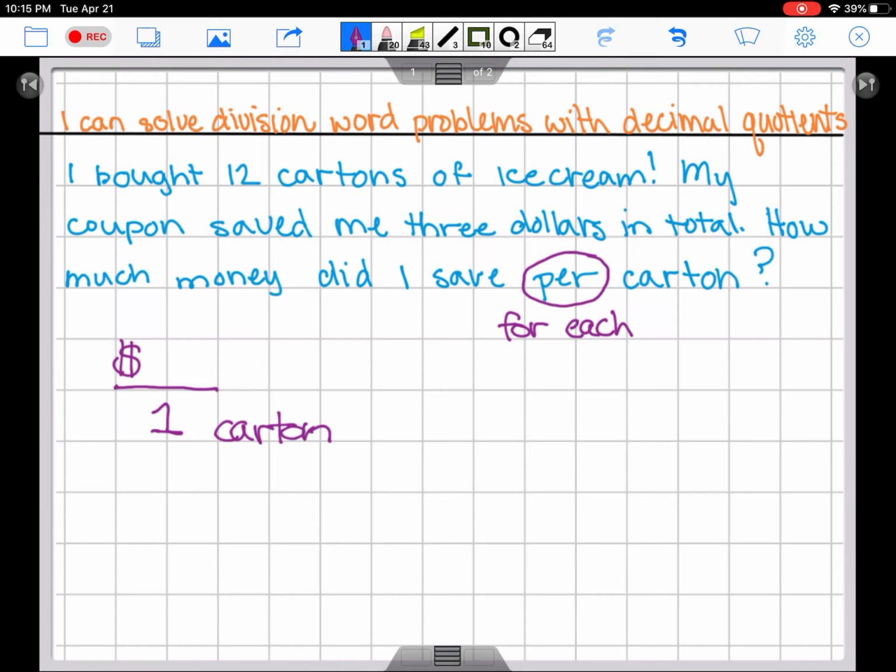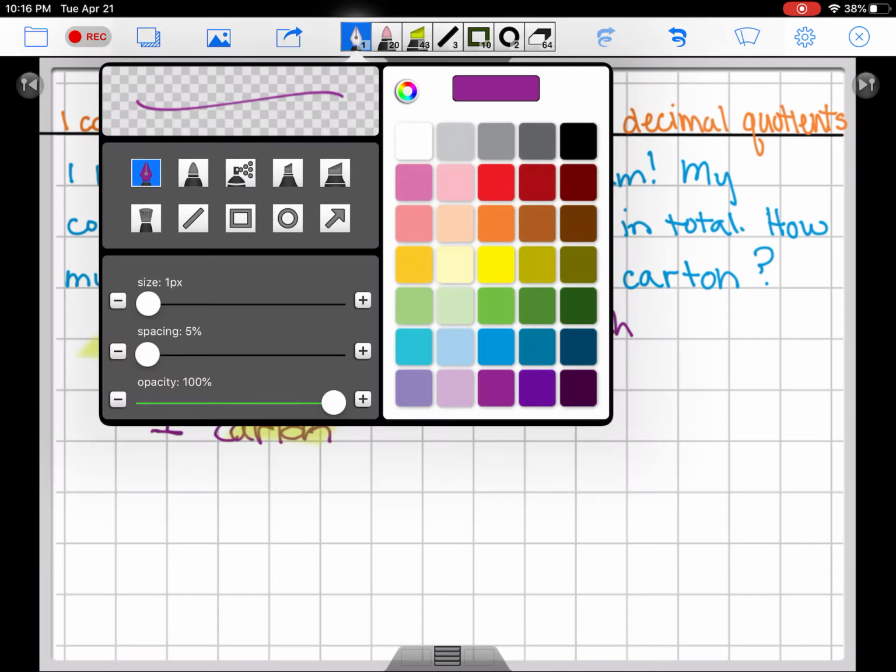Now, because we know how our division is written, this tells us right away that we are going to write this number as our dividend. I'm going a little slowly. I'm hoping you guys are filling in the blanks there. And our cartons are going to be our divisors.